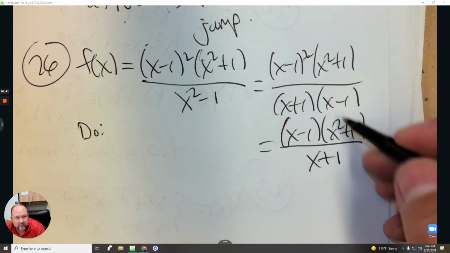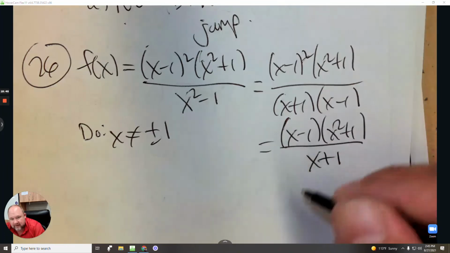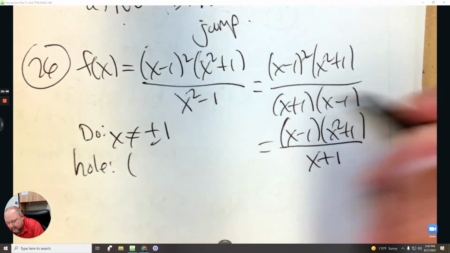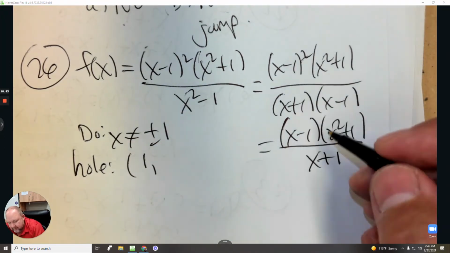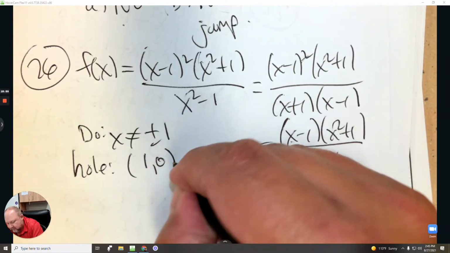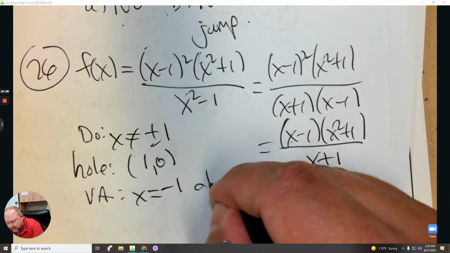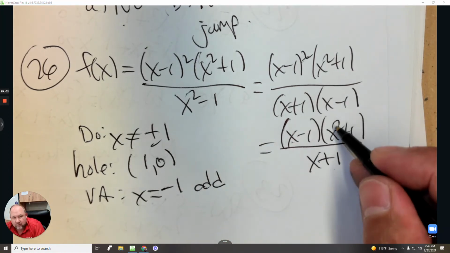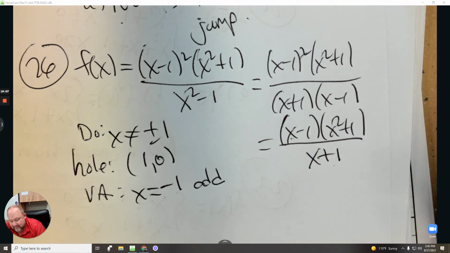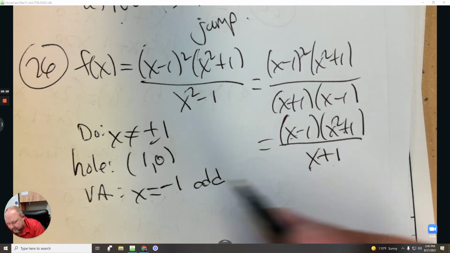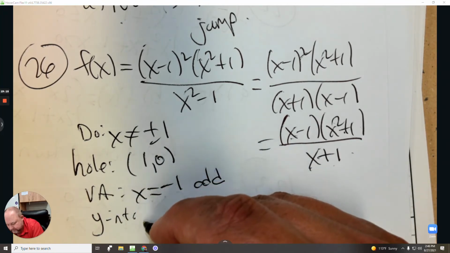So what I just crossed out on the bottom creates a hole. But first of all, we can write down that x cannot equal positive or negative 1. The zero of what I crossed out is positive 1, and if I plug positive 1 into here, I get the answer 0. What's left is a vertical asymptote at negative 1, and it's odd. X squared plus 1 has no zeros, so there are no x-intercepts. If I plug in 0 for x, there is a y-intercept. That's negative 1 divided by 1.